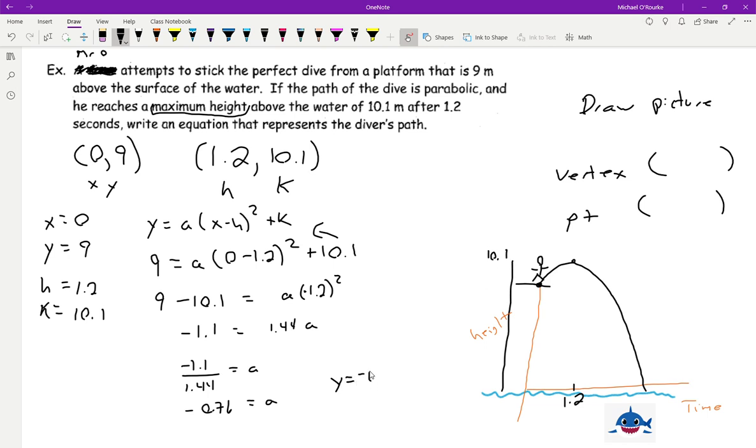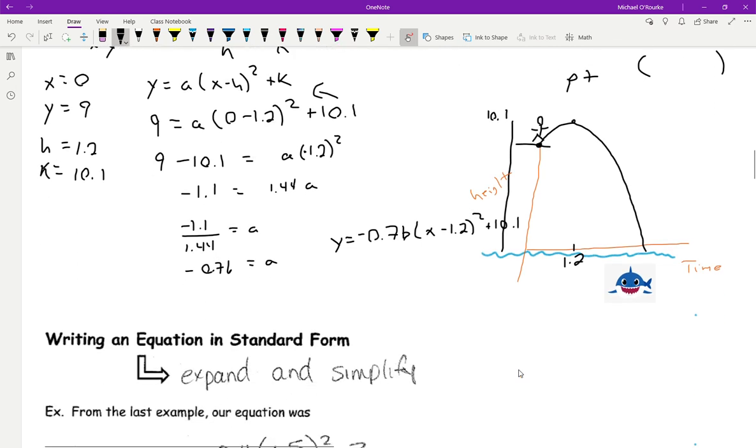Y equals negative 0.76 bracket x minus 1.2 squared plus 10.2. Okay? Now, what I could do here, and you could write the equation like this as well, the better one would be h for height equals that. And you can replace that x with like t for time or s for seconds.